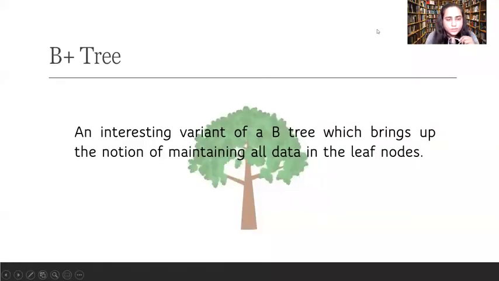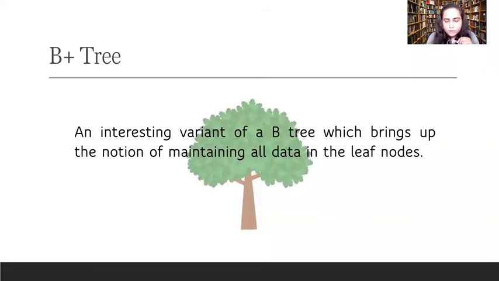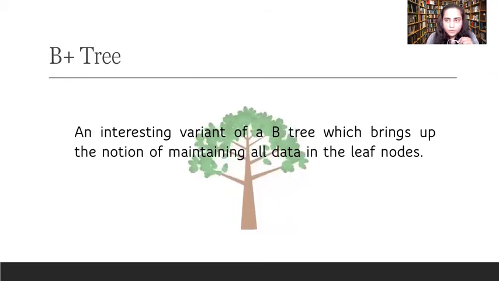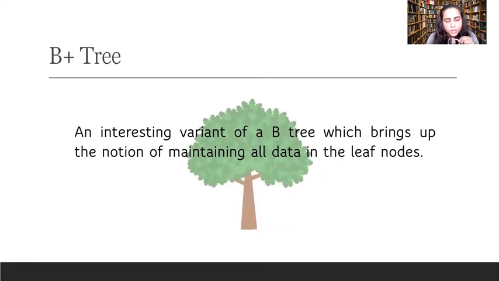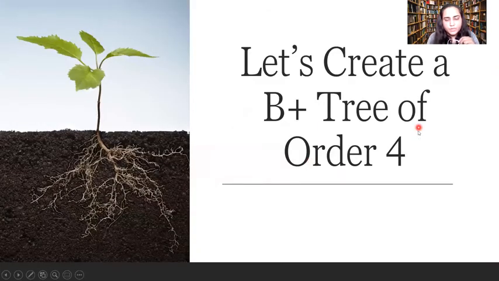The B plus tree is an interesting variant of a B tree, which brings up the notion of maintaining all data in the leaf nodes. In a B plus tree, you will try to maintain a copy of all the non-leaf nodes in your leaf nodes, and I'll explain that with an example. So let's create a B plus tree of order 4, and a B plus tree follows all the rules of a B tree. Everything is the same except that you will keep a copy of all the nodes in the leaf nodes.